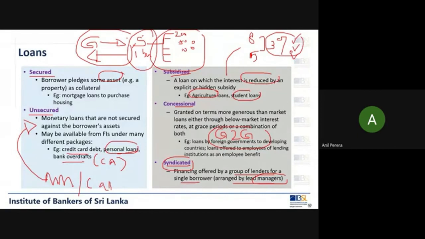Governments can issue ISBs also to raise this 1 billion. If they want, they can issue an ISB. So these are instrument based loans, but syndicated means it's a direct loan raised from the market through these lead managers.